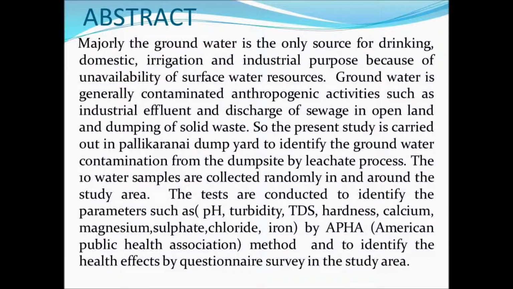Abstract. Groundwater is the major source for drinking, domestic, irrigation and industrial purposes because of the unavailability of surface water resources. Groundwater is generally contaminated by anthropogenic activities such as industrial effluents, discharge of sewage on open land and dumping of solid waste. So the present study is carried out at the Pallikaranai dumpyard to identify groundwater contamination from the dump site by the leachate process. Ten water samples were collected randomly in and around this area. Tests were conducted for parameters such as pH, turbidity, TDS, hardness, calcium, magnesium, sulfate, chloride and iron by the APHA method, and health effects were identified by a questionnaire survey in the study area.